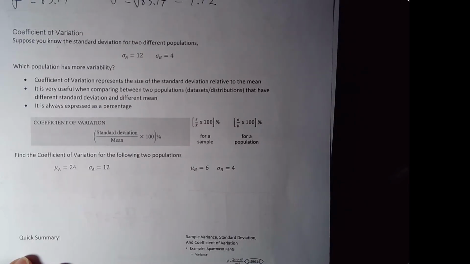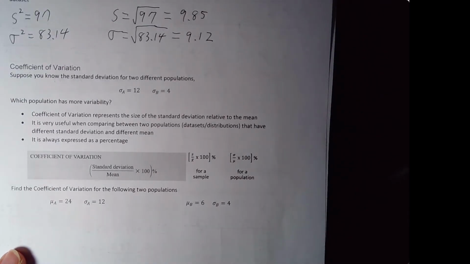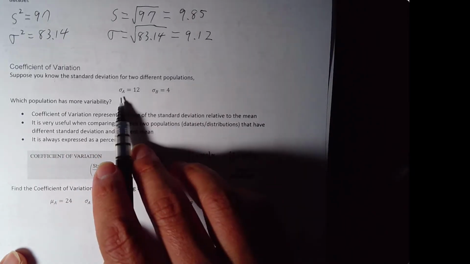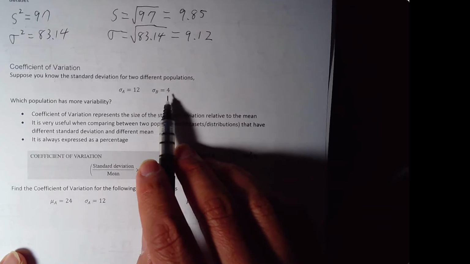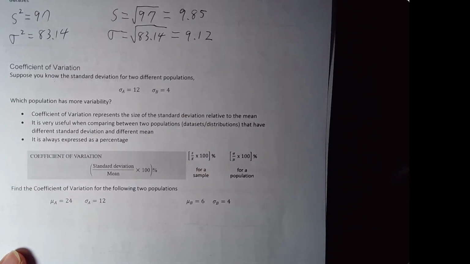So it is true that standard deviation tells us, gives us a sense of how the population is distributed. However, we still need a measure of location, the center, to put it in perspective. For example, suppose you know the standard deviation for two different populations. Sigma A is 12, sigma B is 4. So population A has a standard deviation of 12. Population B has a standard deviation of 4. Which population has more variability?